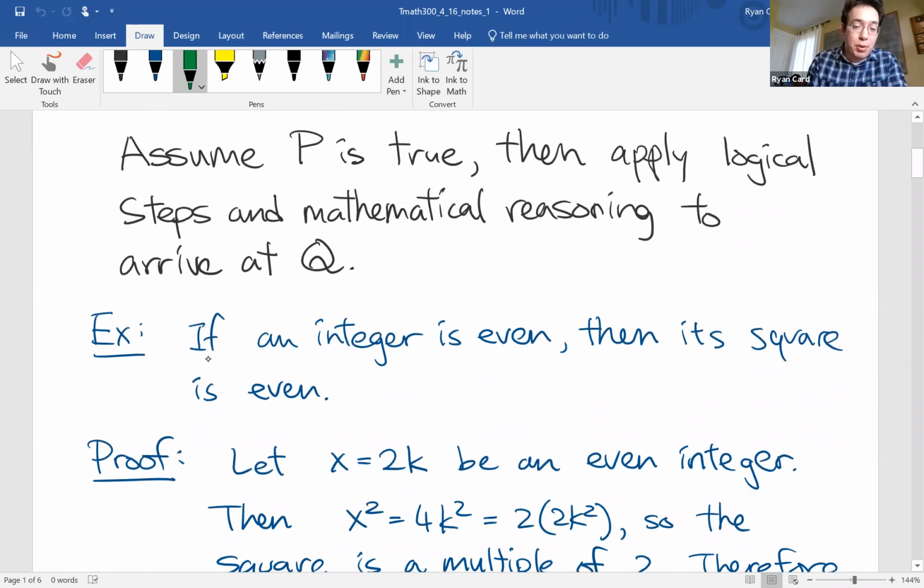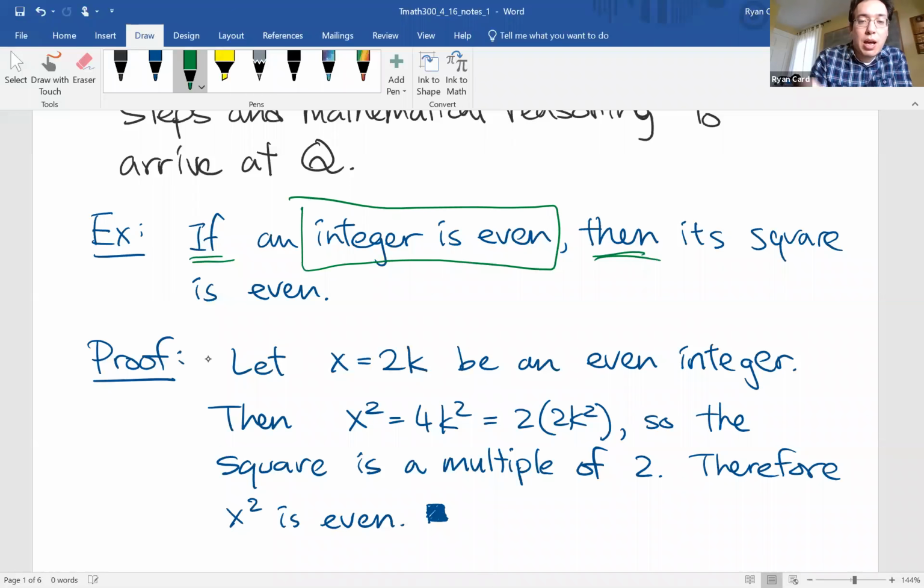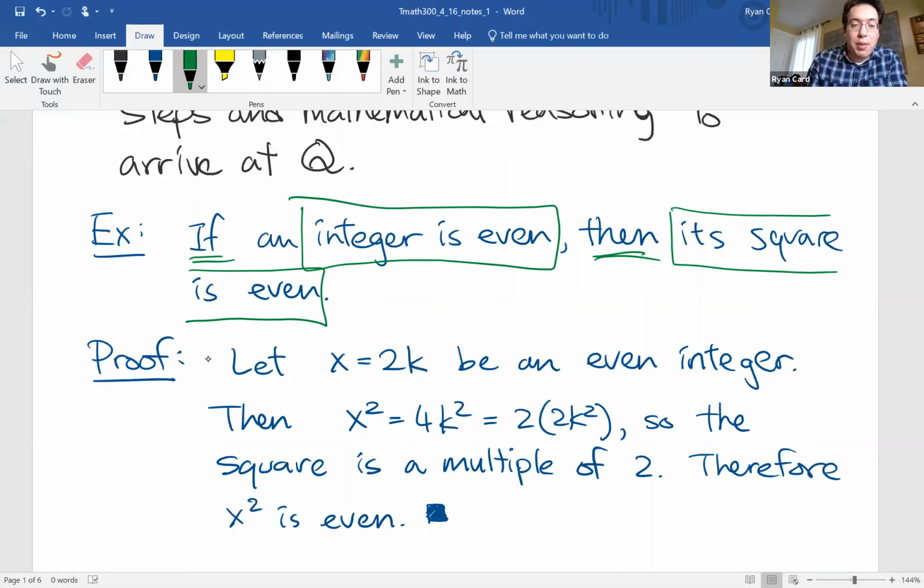So an example of something like this is the following theorem. If an integer is even, then its square is even. So this is one of those if-then implication formats. In this case, if you want to prove this using the direct method, I assume that I have an integer that's even, and then I want to show that if you take the square of that, then it's even. All right, let's look at it.